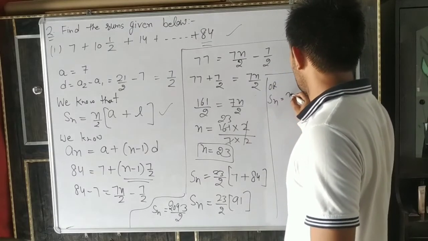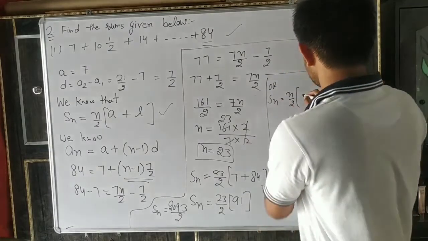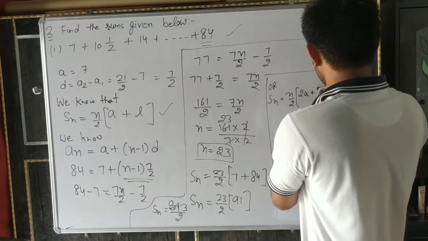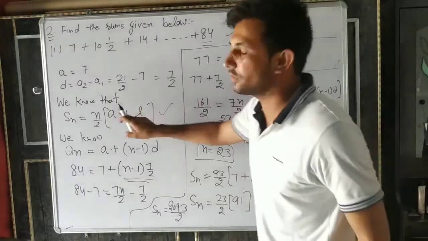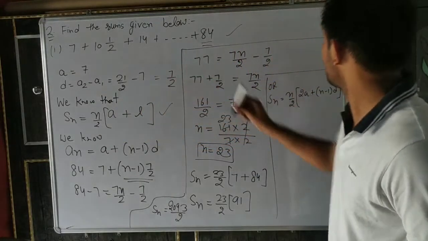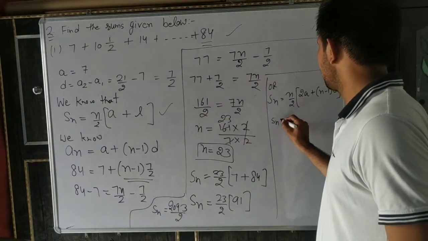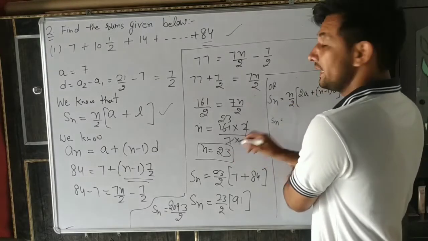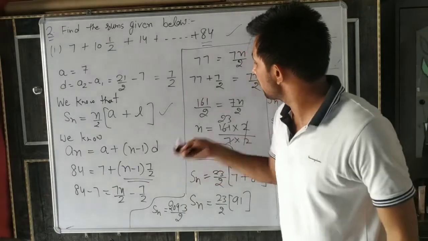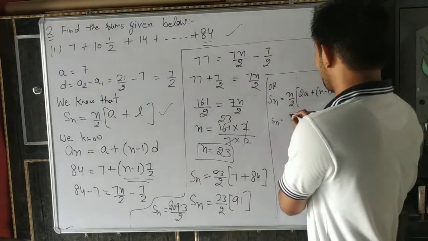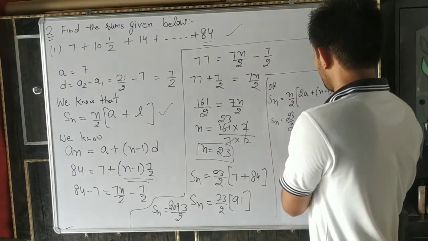Sn equal to n upon 2 into 2a plus n minus 1 into d. You can use this formula also, or this one, any one, if L is given. So Sn equal to n. But if we use this formula, then also we will find the n value. n is very important.